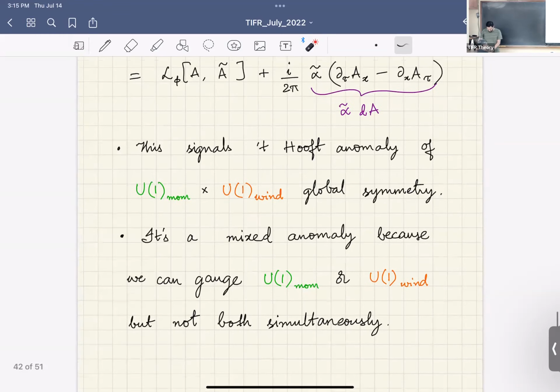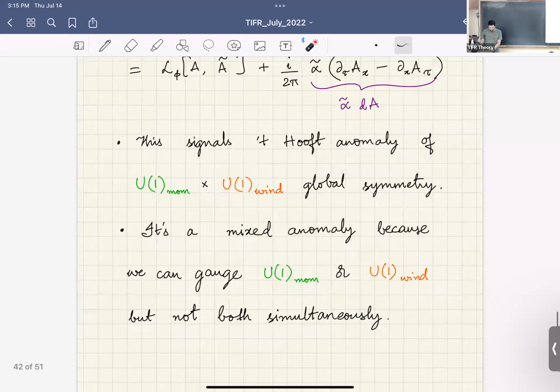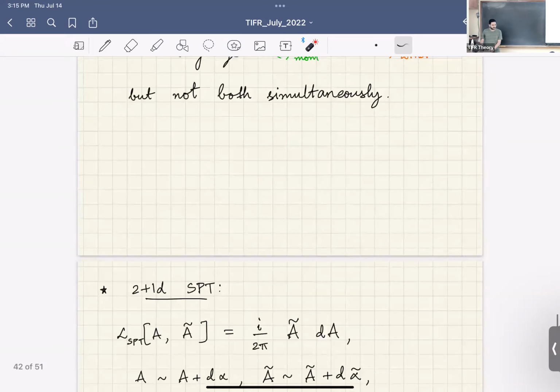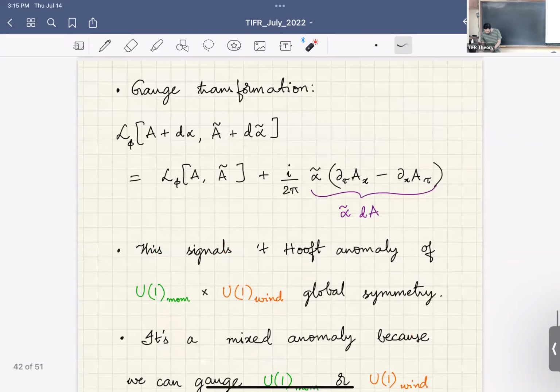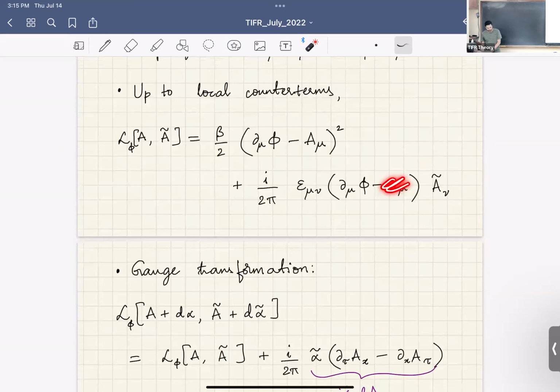Let me discuss the SPT action that can cancel this anomaly. Sorry, is there a way also to get alpha d tilde as the anomalous space? Yeah. So if I didn't have this term here, then you would get the other one that you just saw. So that's like adding a local counter term.